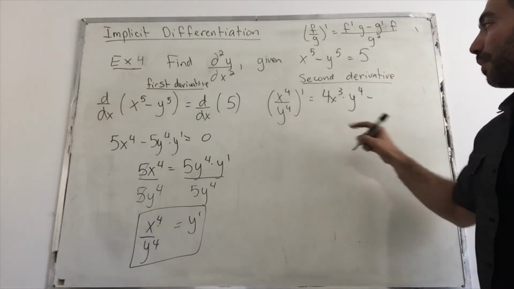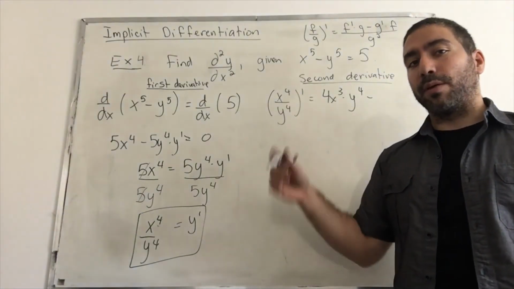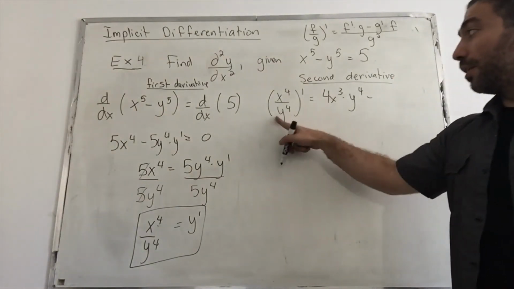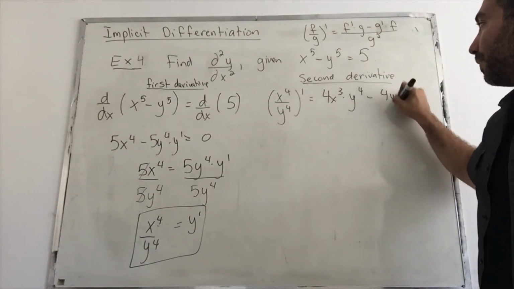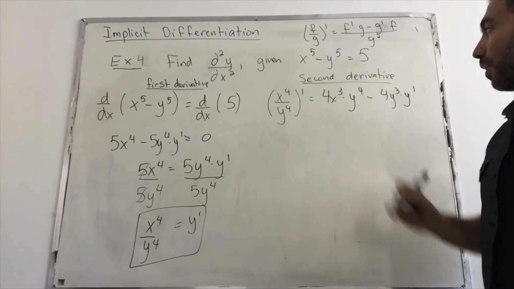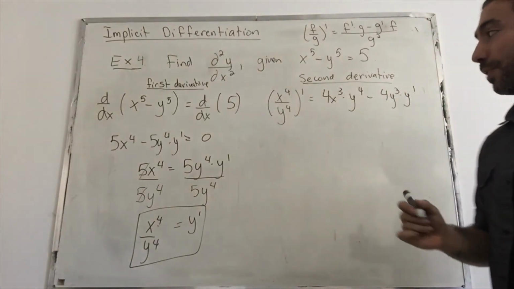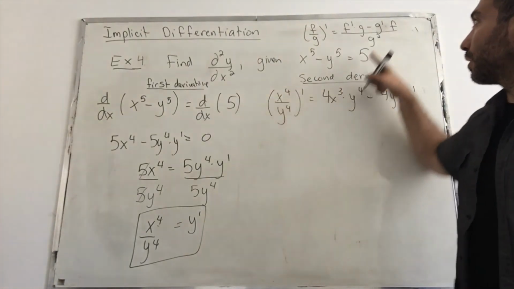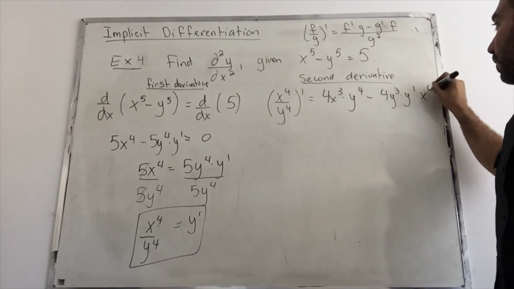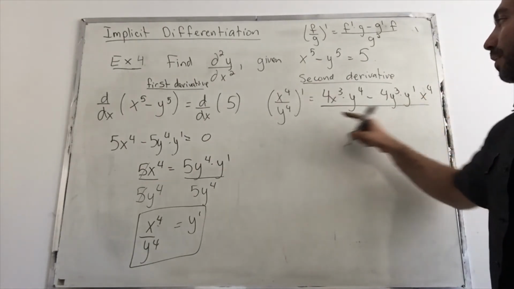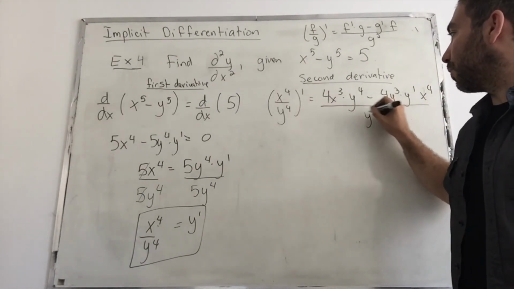At this step, after the minus, now we have to take the derivative of the bottom, and we're deriving again with respect to x. This is a y, so when we take the derivative here, we have to remember to multiply by y prime. Okay, so this is what you have to catch, and then multiply it by x to the 4, finishing off our quotient rule, and that divided by y to the 4, all that squared.